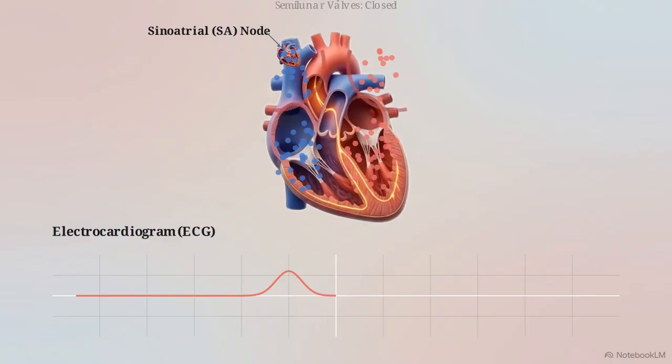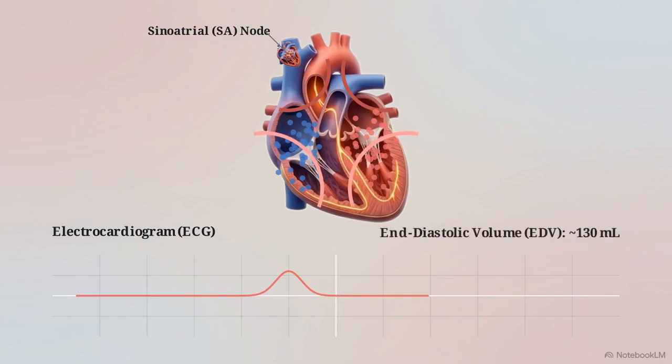Milliseconds after the electricity passes, the mechanical response follows. The atrial walls contract, reducing the volume of the upper chambers. This contraction forces blood downward. Oxygenated blood moves into the left ventricle, while deoxygenated blood fills the right. This event, the atrial kick, contributes the final 10 to 30% of ventricular filling. It stretches the lower chambers to their maximum capacity, achieving end-diastolic volume.